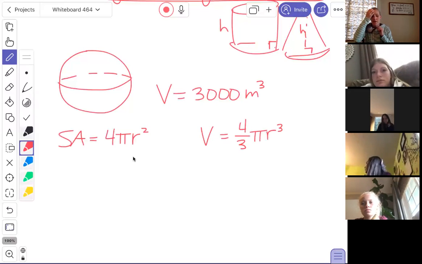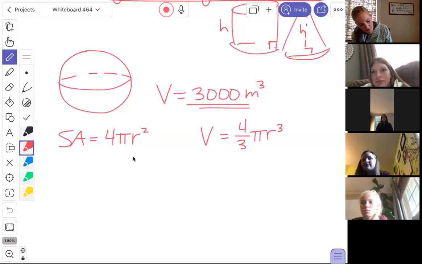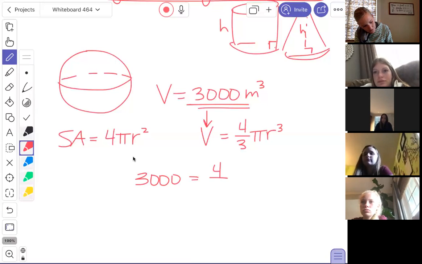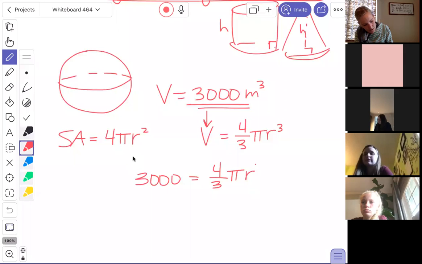What do those have in common? They both have pi, and they both have r. So basically, because we know the volume, we can plug it in here and solve for r. Then that r is our only unknown for surface area. So we're going to say 3,000 equals 4/3 pi r cubed.